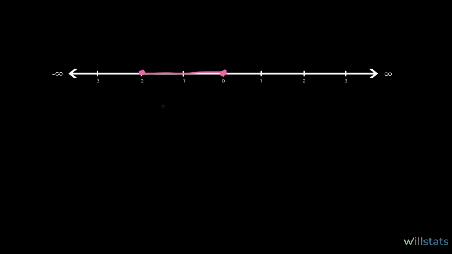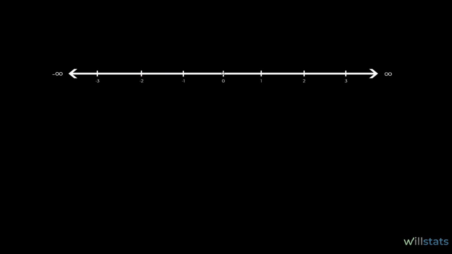In interval notation, we can write this as bracket -2, comma, 0, bracket. And what these brackets represent is that -2 is included and 0 is included. It is closed. So this is a closed interval.